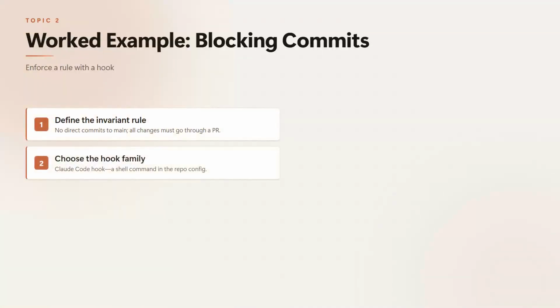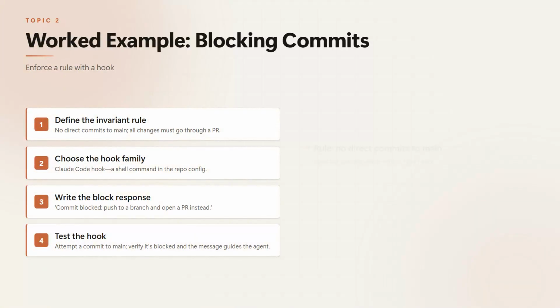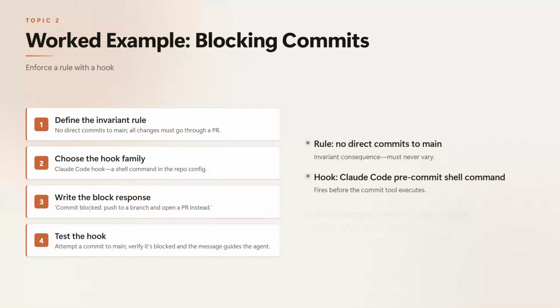Let's work through the most instructive case, blocking direct commits to main. The rule is invariant, it must never vary. A prompt can't guarantee this, so we use a hook. We choose a Claude Code hook, a shell command configured in the repository that fires before the commit tool executes. When it blocks, it returns, "Commit blocked, push to a branch and open a PR instead." That's the reason and the path forward.